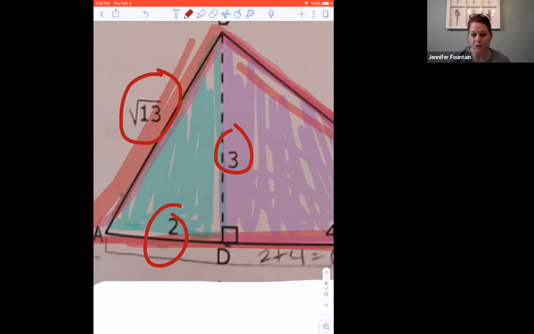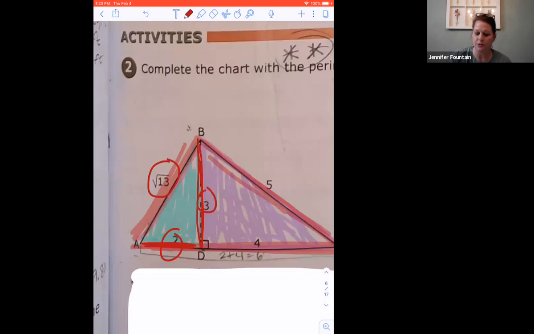And my base of this triangle is going to be right here. So that's going to be 2. And my height is 3. Okay, so I'm going to have 2 times 3.